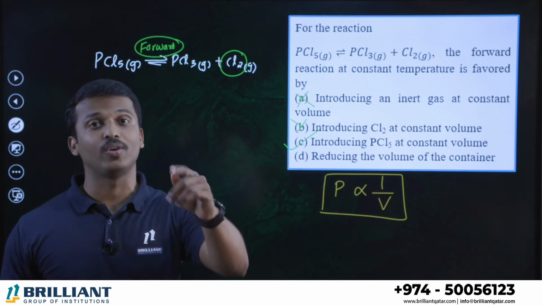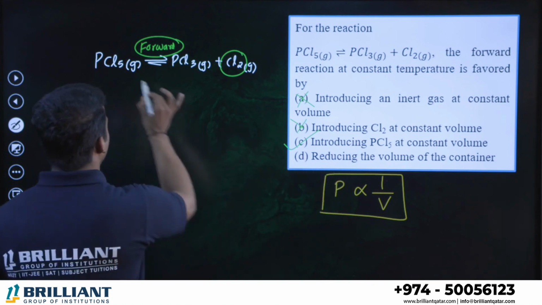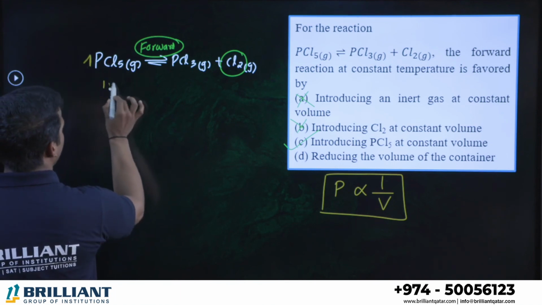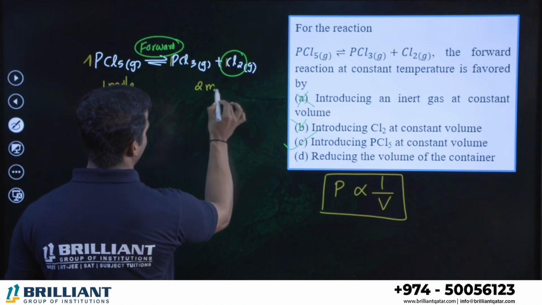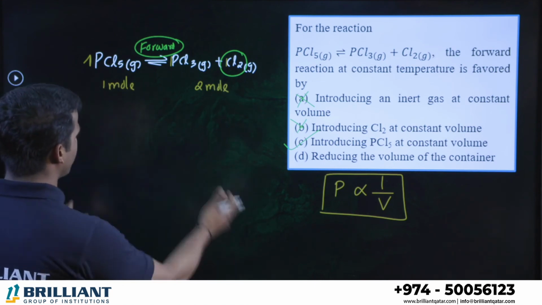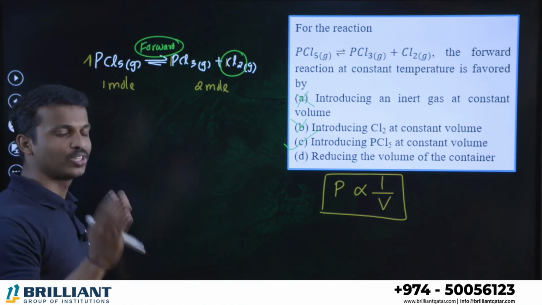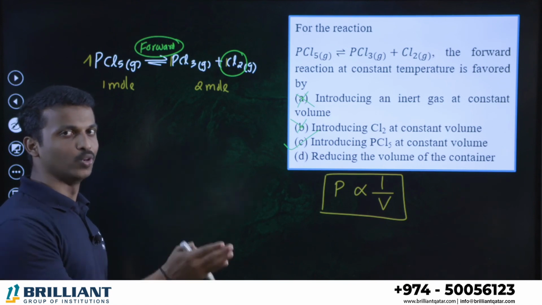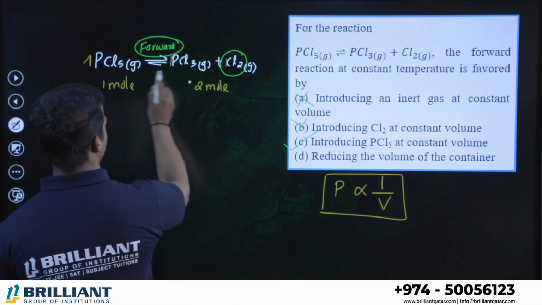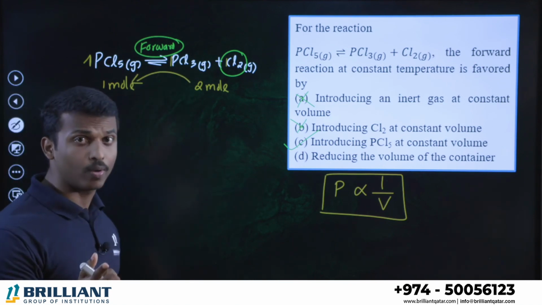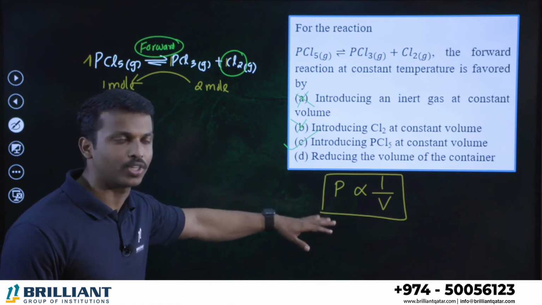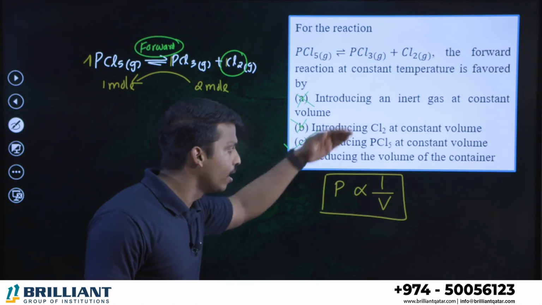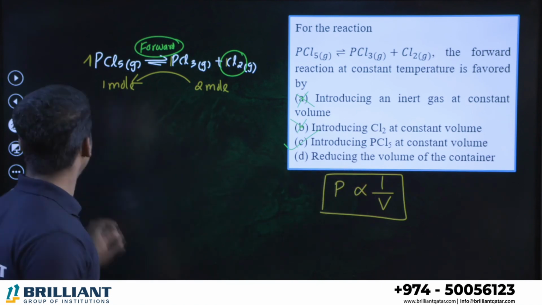What happens when you increase the pressure? Here you have only 1 mole of reactant. Here 1 plus 1, 2 moles of product. When you increase the pressure of the system, the reaction shifts from the higher number of moles to the lower number of moles, which means backward. Do you want backward? No, here we need forward. Is it clear how to connect volume and pressure? When volume data is given, convert it into pressure.